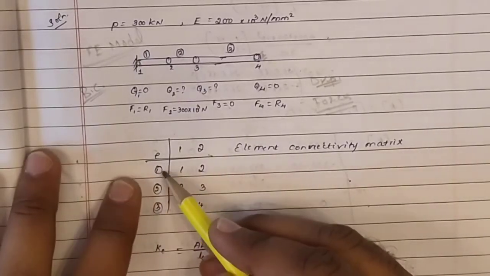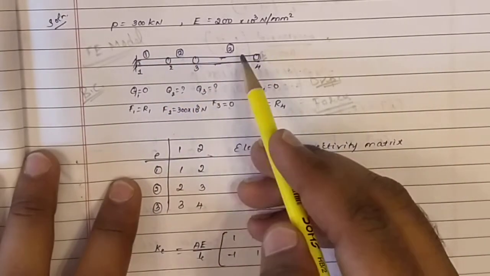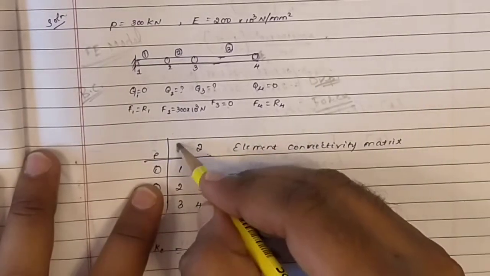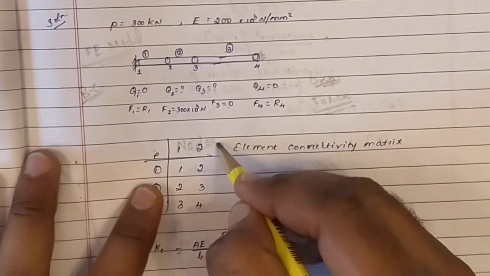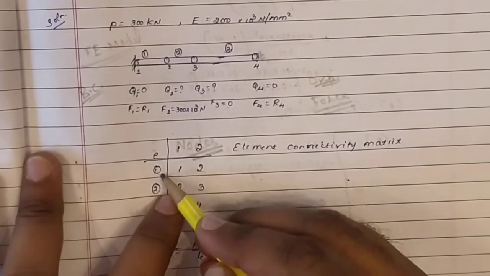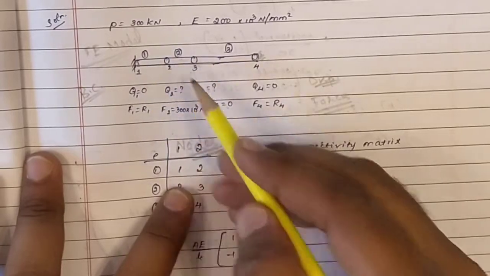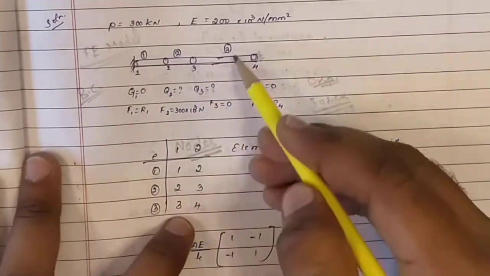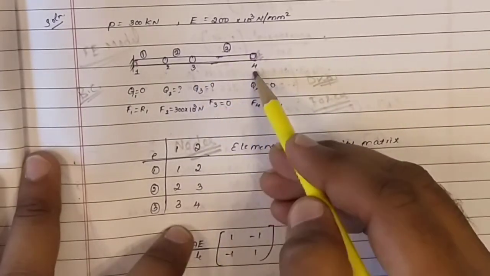Next, write the element connectivity table. So here we have 3 elements, 1, 2, 3, and the connectivity. These are the nodes. So the first element is between nodes 1 and 2. The second element is between nodes 2 and 3. The third element is between nodes 3 and 4.